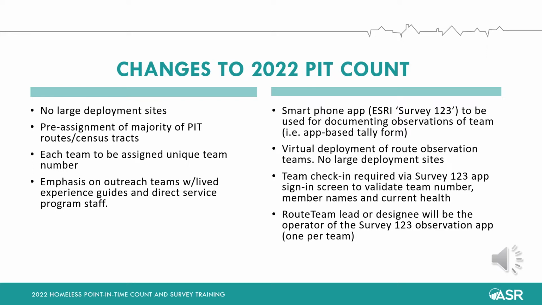There are many changes to the methodology in order for us to conduct a PIT count in the midst of a pandemic. These changes are all designed to ensure the safety of all participants in the count. They include no large deployment sites, the pre-assignment of the majority of PIT routes or census tracts, emphasis on the outreach teams with lived experience guides and direct service program staff, the inclusion of the smartphone app Survey123 to be used for documenting observations of the team, and the team leader or designee will be the operator of the Survey123 observation app.